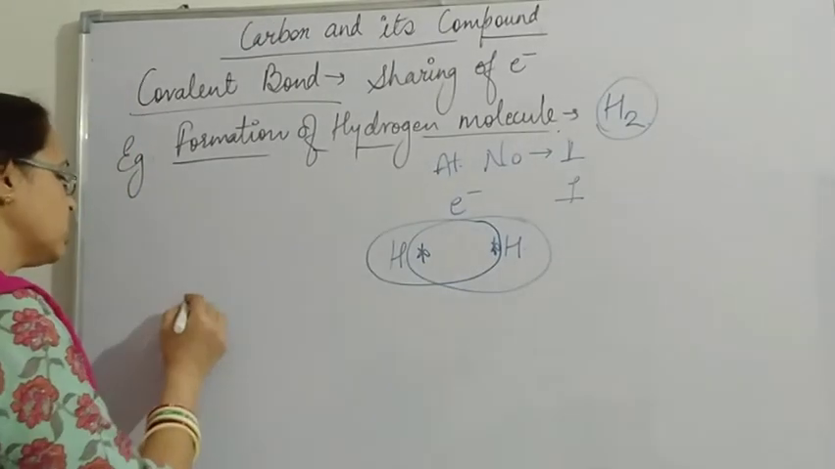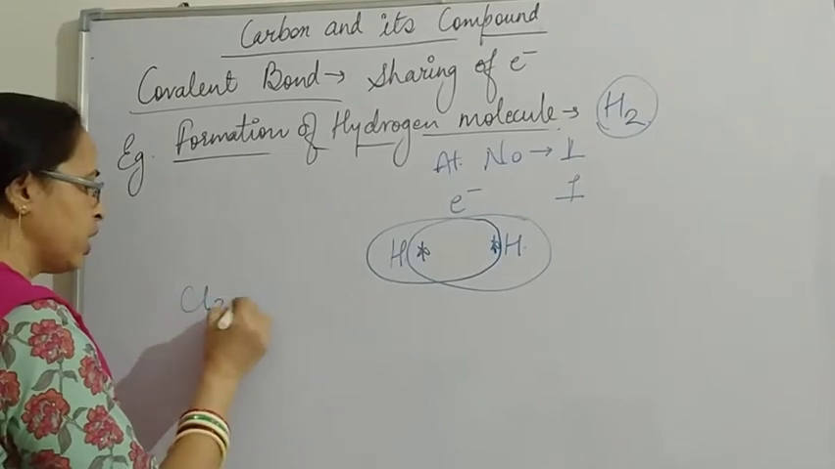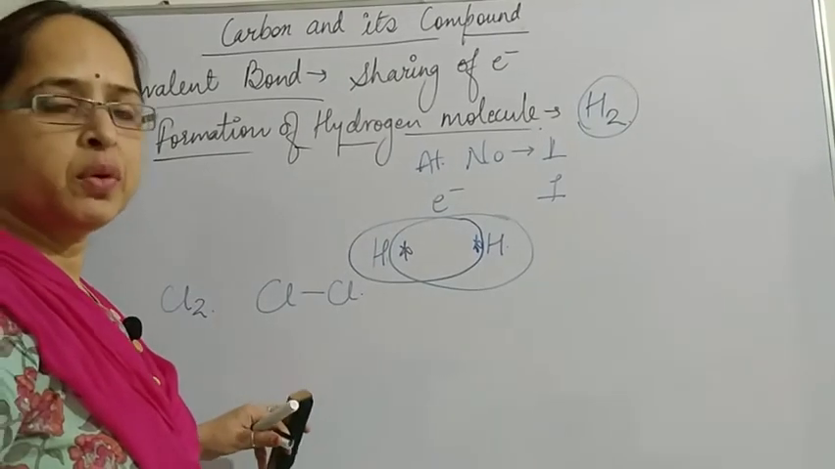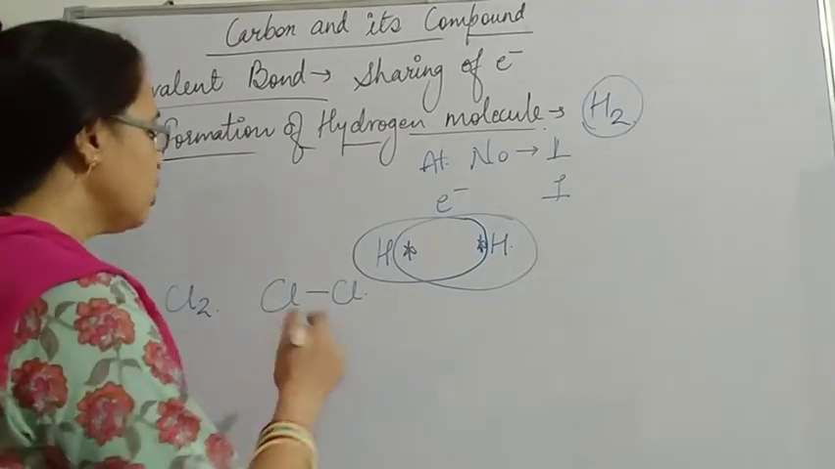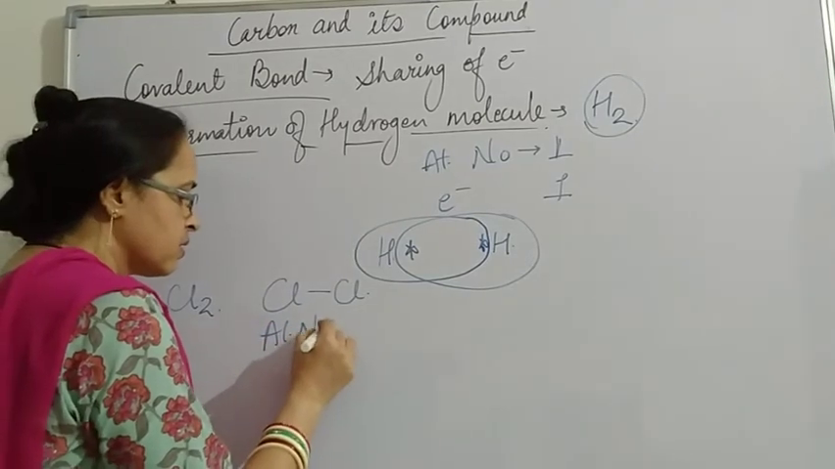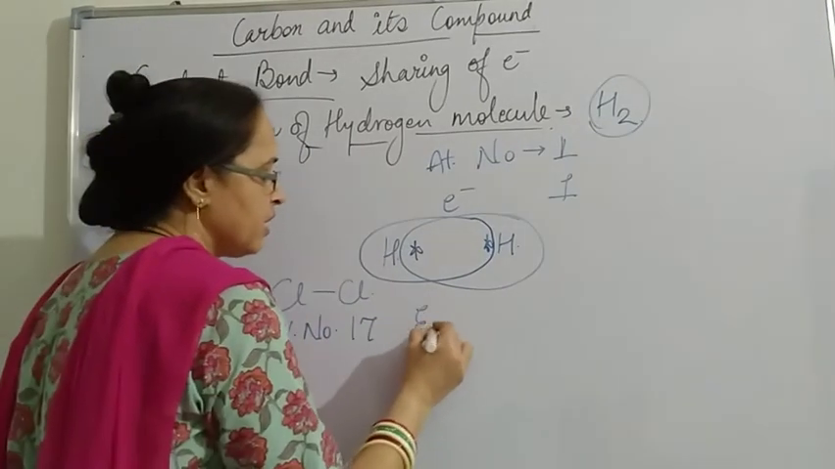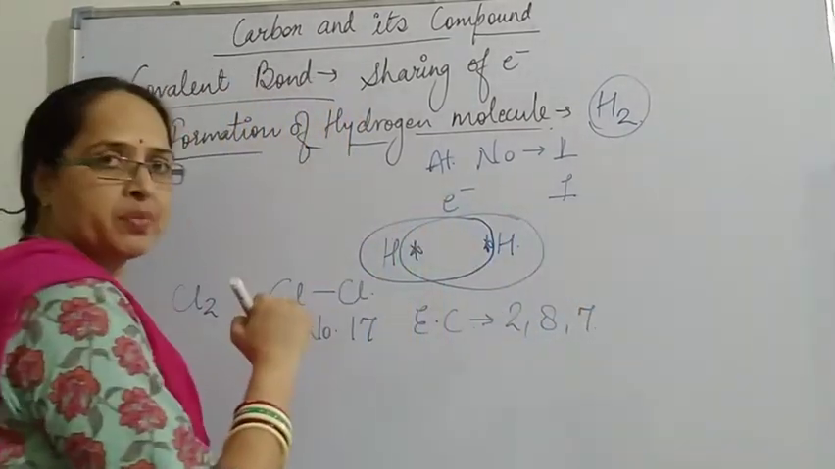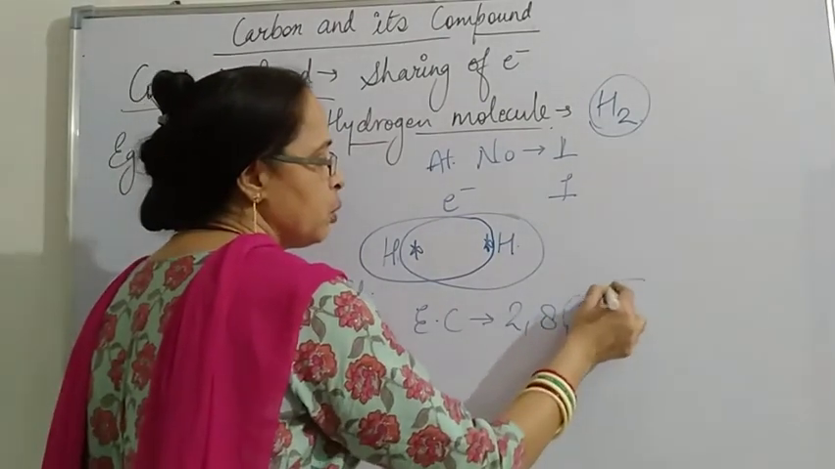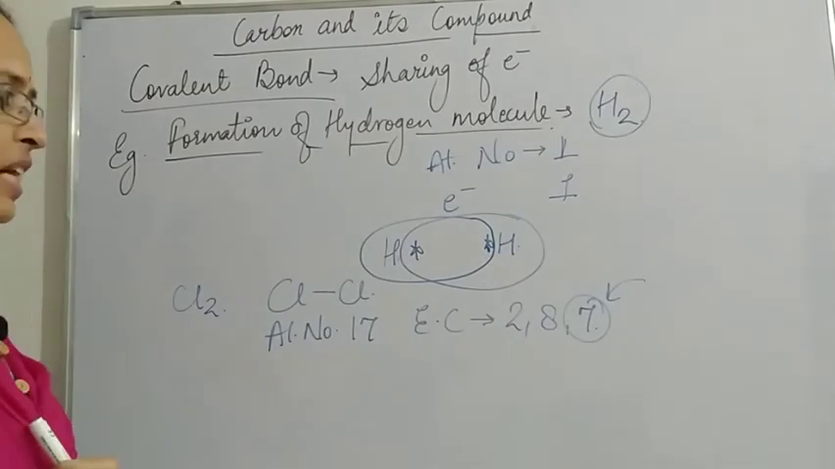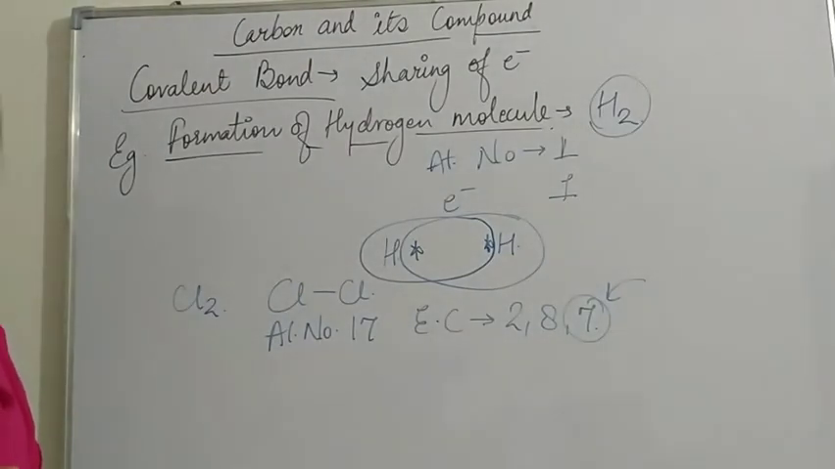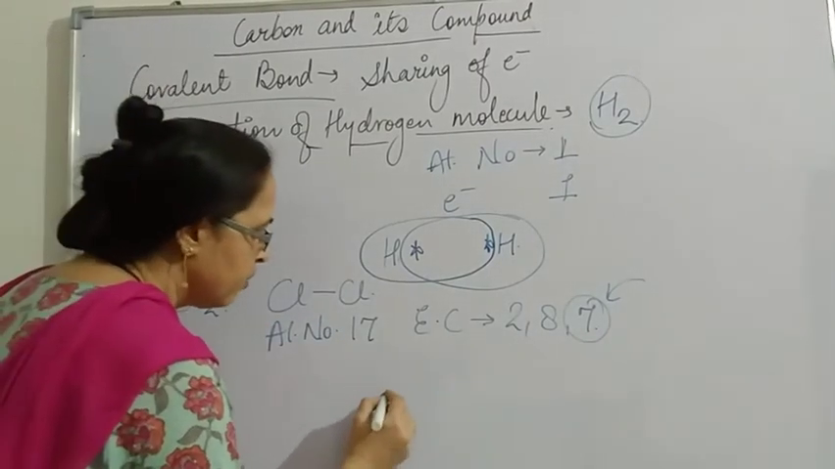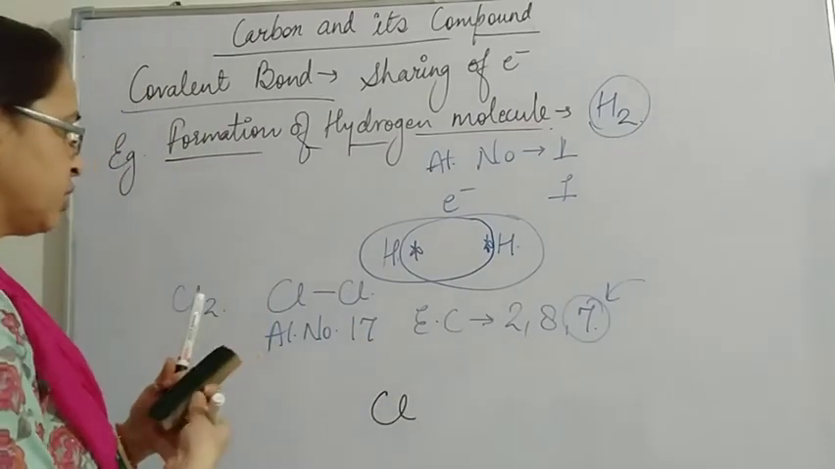Now we will talk about the second example, the chlorine molecule, Cl2, where bonding occurs between two chlorine atoms. The atomic number of chlorine is 17, and the electronic configuration is 2, 8, 7. It requires one electron so that it can complete its octet. If we draw the electron dot structure of chlorine, this is the chlorine, or I'll write it over here.